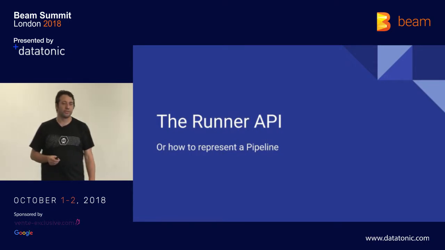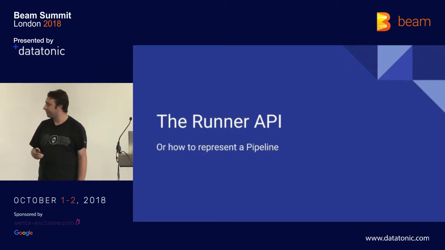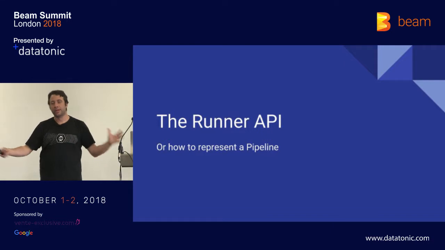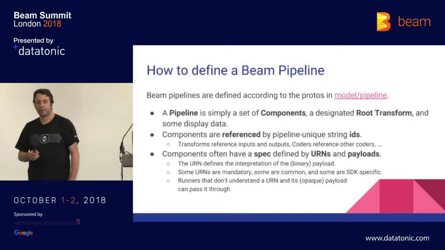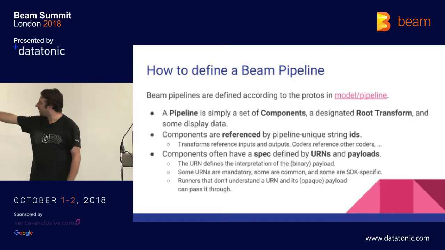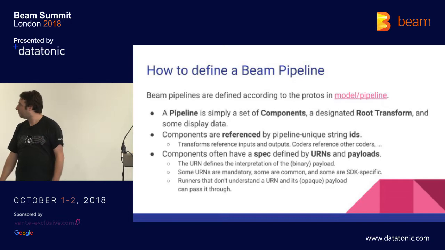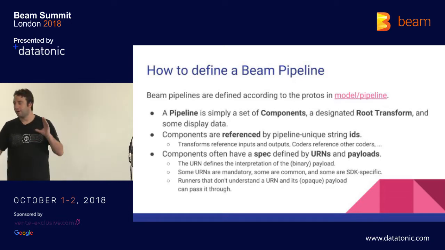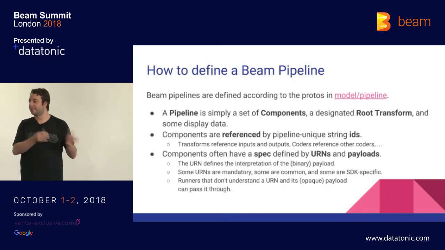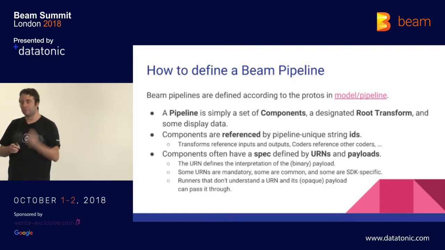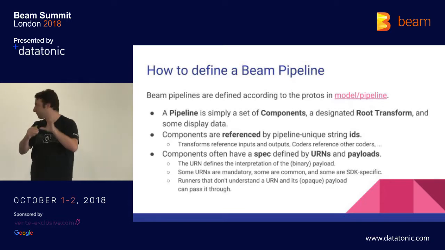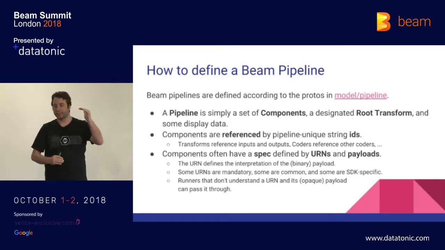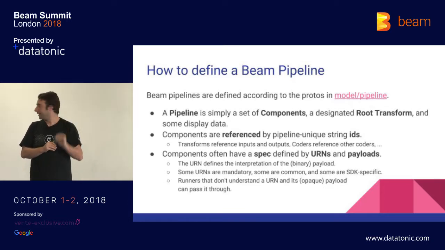So that brings us to the Runner API. The next thing you have to do, when you have your pipeline construction, is submit this pipeline to the runner. So what's the definition of a Beam pipeline? We have a bunch of protos sitting in the Beam repository, and you can think of a pipeline as structured as a set of components. You have a root transform, which is like the pipeline itself, and it has subtransforms, and those have subtransforms. It's just this big list of transforms, and everything is a reference.